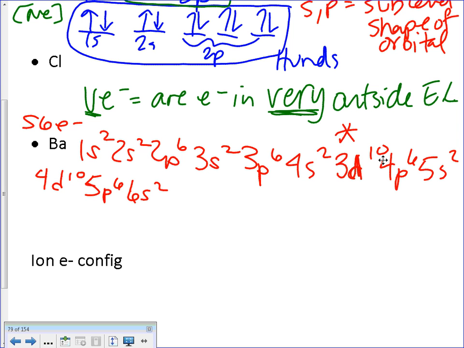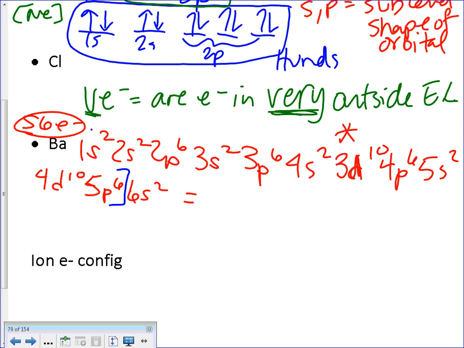Thank you. 6s2, okay. If I had to count up all these exponents, how many would there be? 56. There should be, because they should match the number of electrons here. Okay, shorthand means go back to your last noble gas. Who is it? Xenon. And where does that end? What's the ending point for xenon? 5p6.